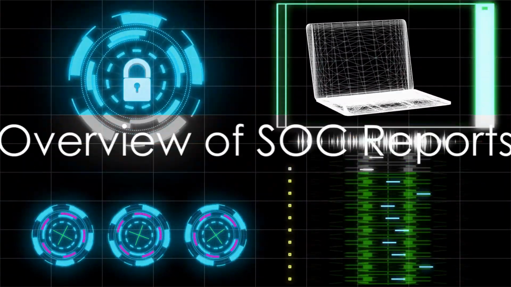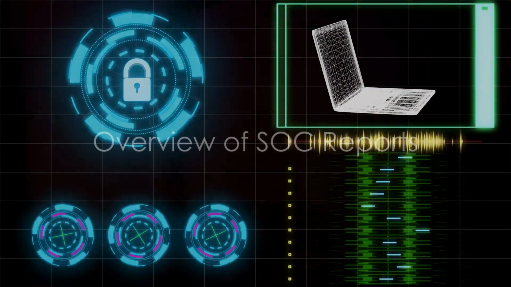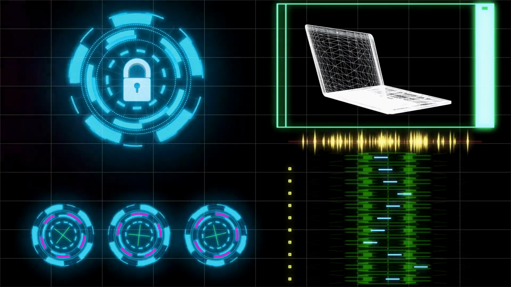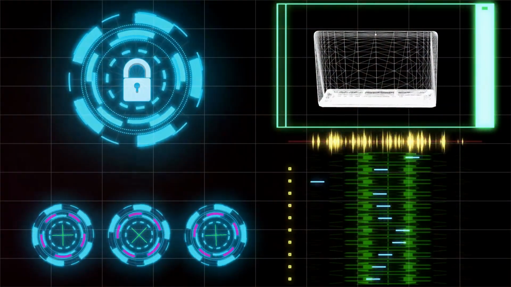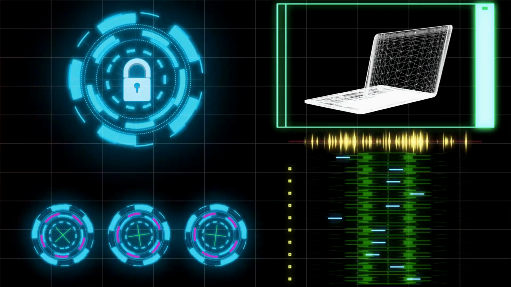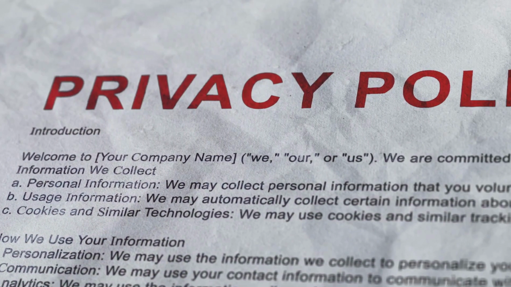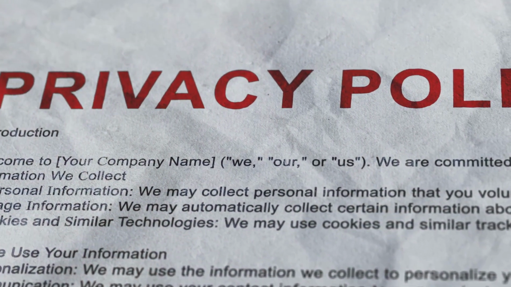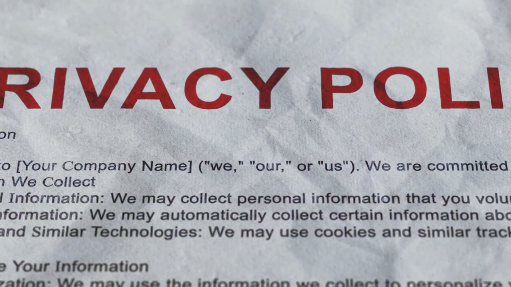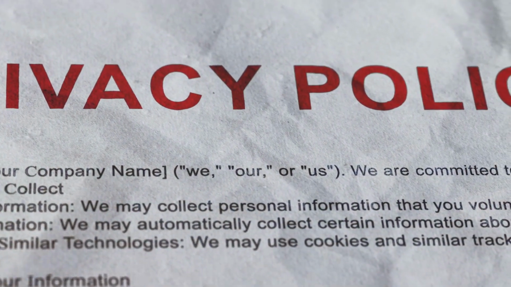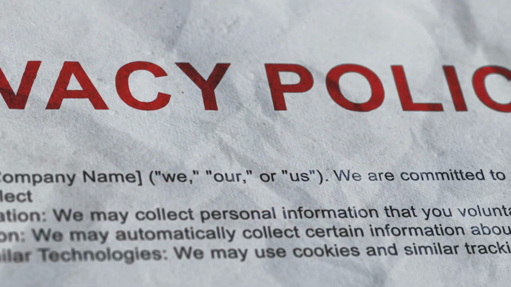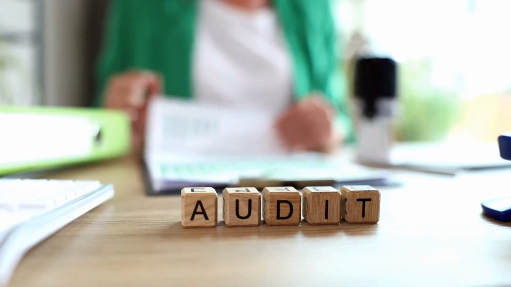Now let's delve into the different types of SOC reports. In the world of System and Organization Controls, or SOC, there are 3 primary reports that are of critical importance. These are SOC 1, SOC 2, and SOC 3. Each of these reports serves a unique purpose, and their relevance varies depending on the stakeholders involved.